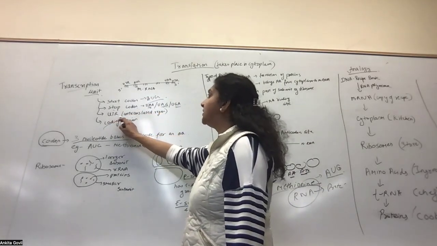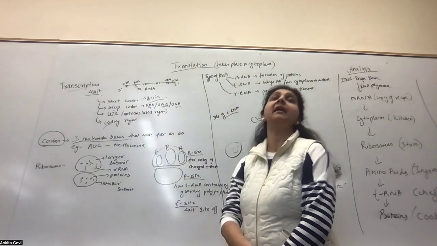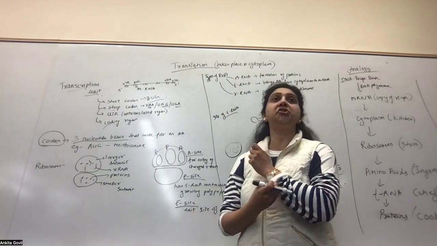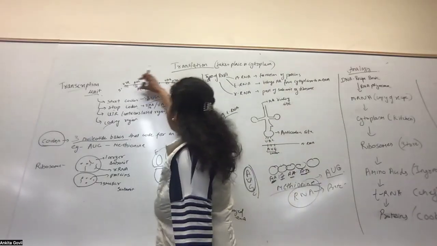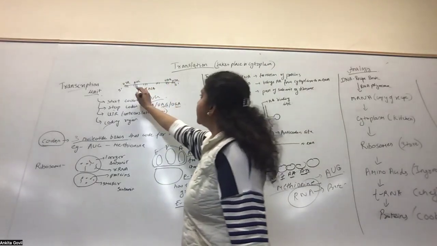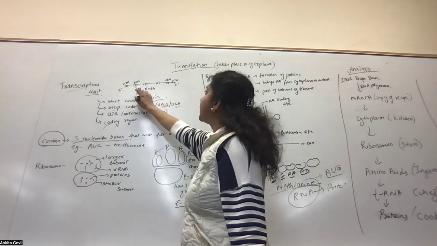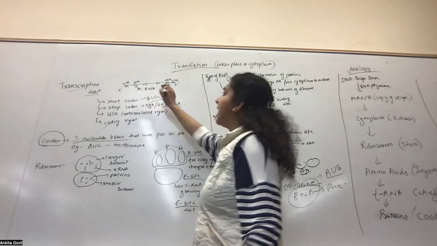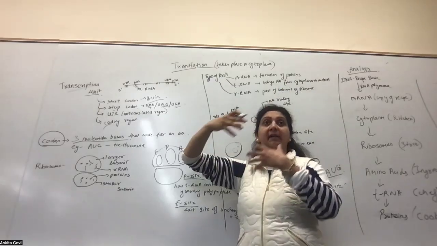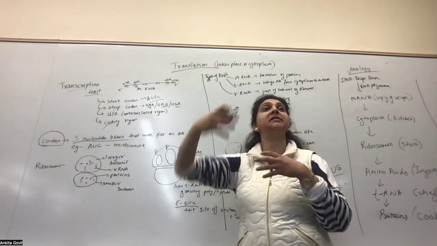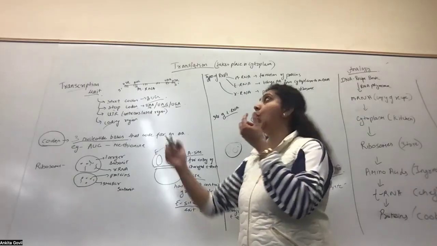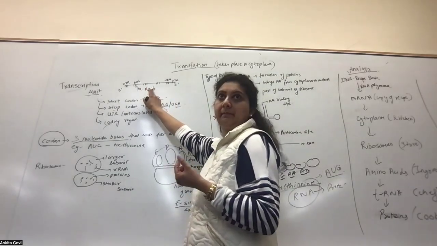Then there is UTR. What is UTR? It means untranslated region. So in this whole mRNA, this is the part in between the start codon and the stop codon where the actual mRNA is helping in translation of proteins, or where actually the protein synthesis is taking place. The codes are being read.